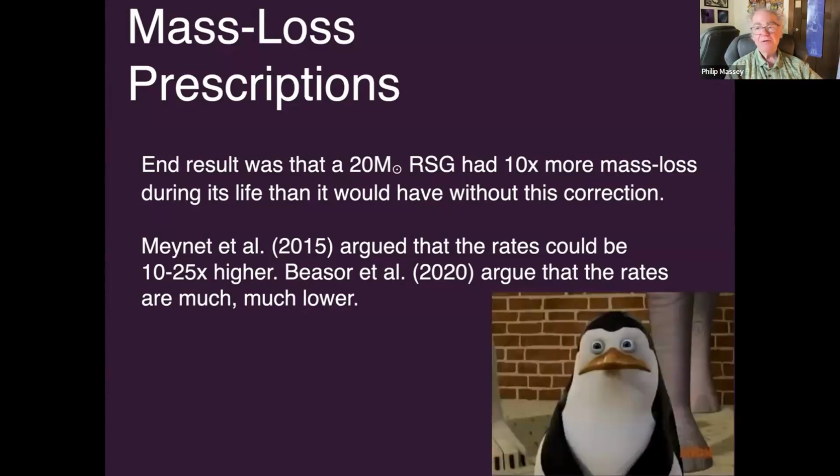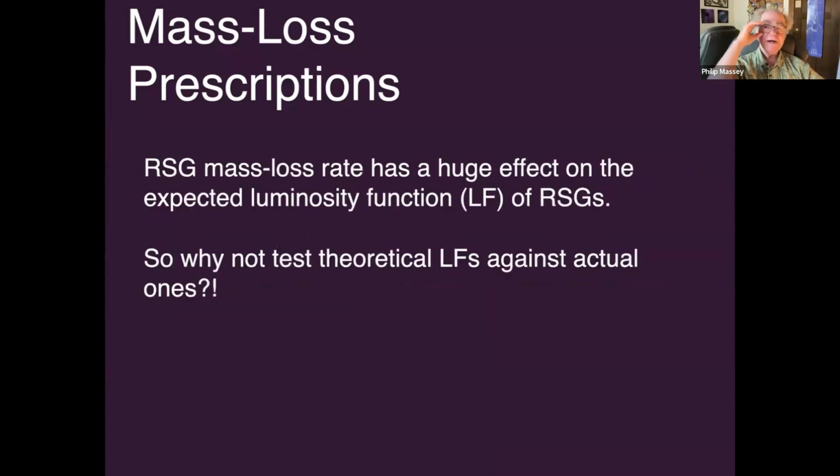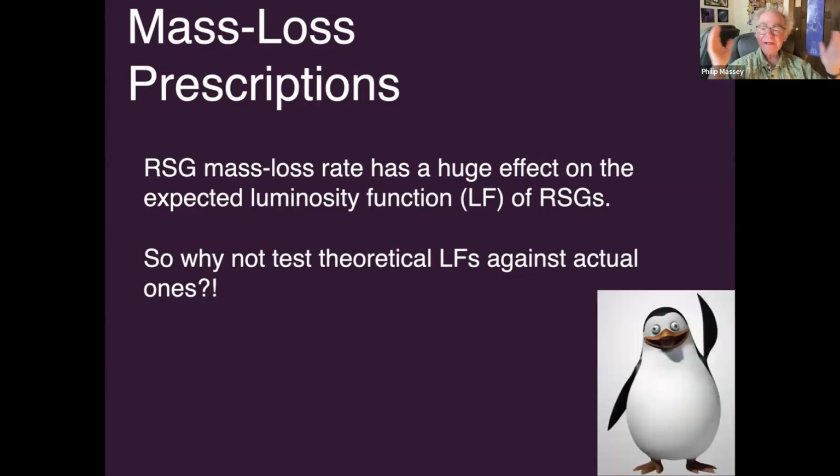So who's right? One way we decided to approach this problem was we know that the red supergiant mass loss rate, time averaged, will have a huge effect on the expected luminosity function of red supergiants. High mass loss rates will depopulate the highest luminosity red supergiants. They'll spend much less time and they'll switch back over to the blue. So why not test theoretical luminosity functions against the actual ones?